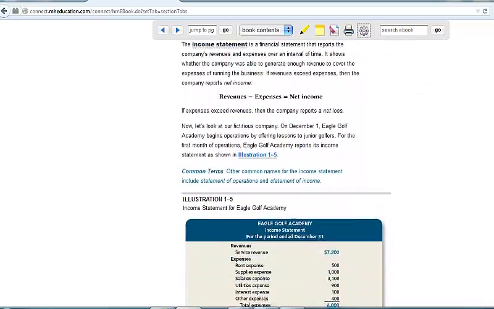Let's look at the income statement. It's a financial statement that reports the company's revenues and expenses over an interval of time. Basically, it shows if the company is generating enough revenue to cover its expenses. The next formula that you need to memorize, remember the first one was the accounting equation, assets equals liabilities plus stockholders' equity. The next one is revenues minus expenses equals net income.